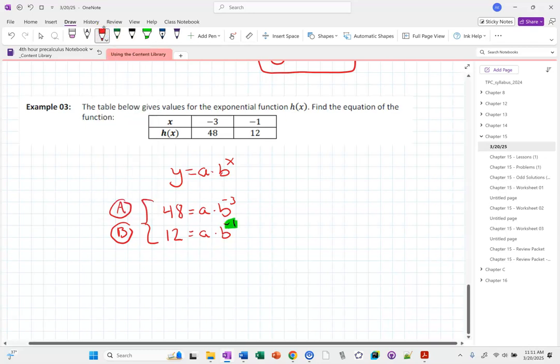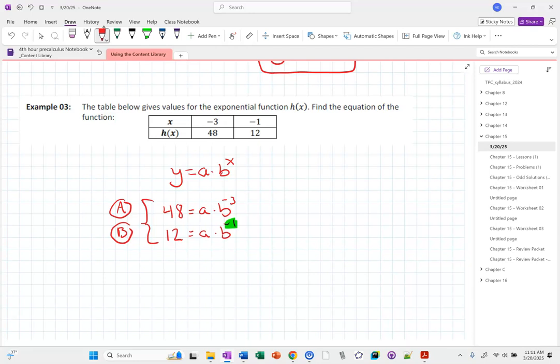For the numerator of my division problem, I want to choose the equation where the power of b is the bigger power. So -1 is bigger than -3. So I want to do equation b divided by equation a. To do that, I'm going to divide the left-hand sides: 12 divided by 48 equals, and then divide the right-hand side: a times b to the negative 1 divided by a times b to the negative 3.